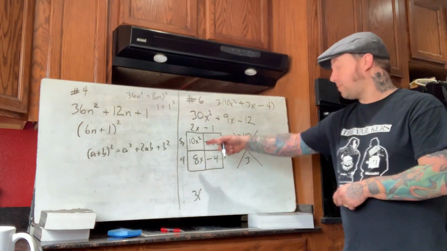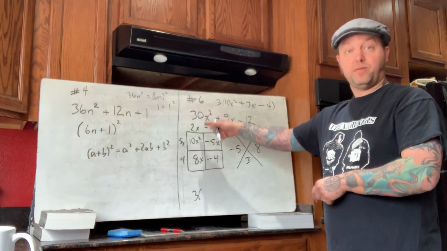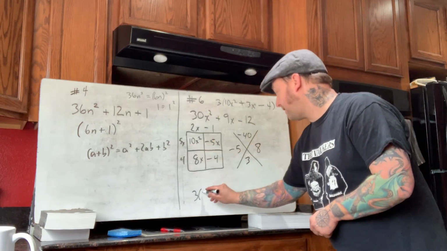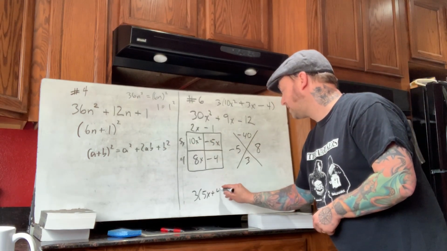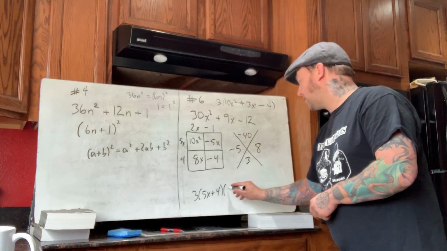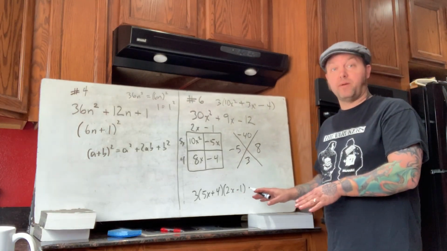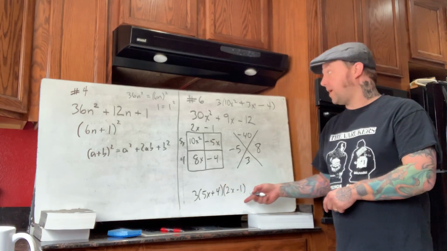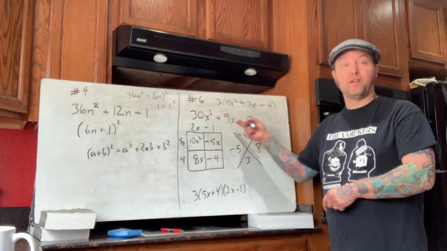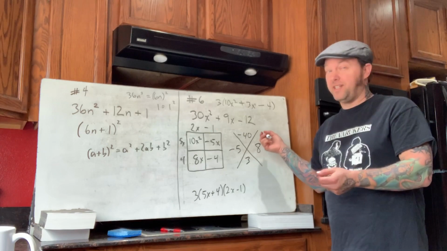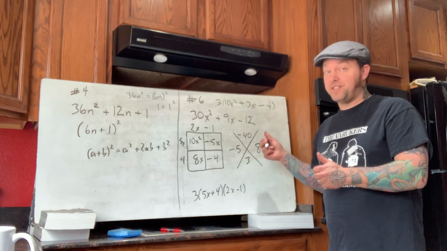So I end up with 3, remember, we brought the 3 down, 5x plus 4 times 2x minus 1. If I want to check my answer, just multiply this out and you'll get this. And that's it. Easy enough. Ready for the test? Let's hope.